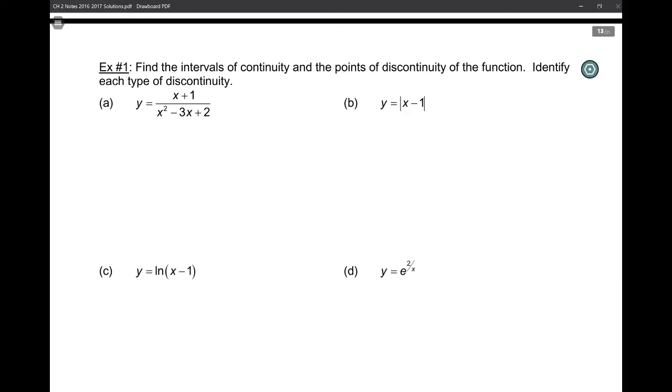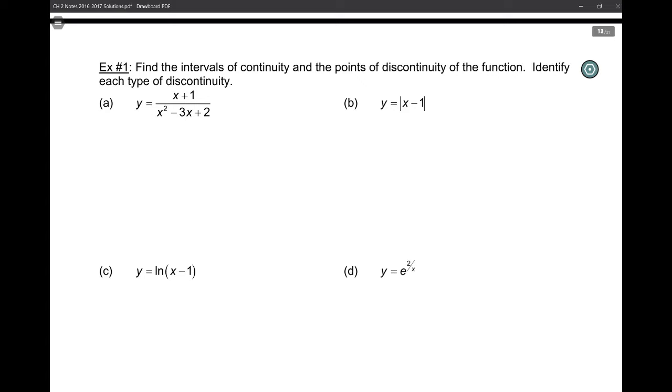Okay. So we want to find intervals of continuity and the points of discontinuity of the function, and then identify each type of discontinuity. So if it's a jump, removable, or an infinite, and sometimes you can have more than one in a function. Okay. So this one, what do we have? What do we want to do first?